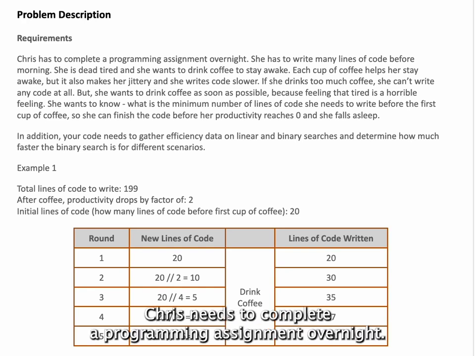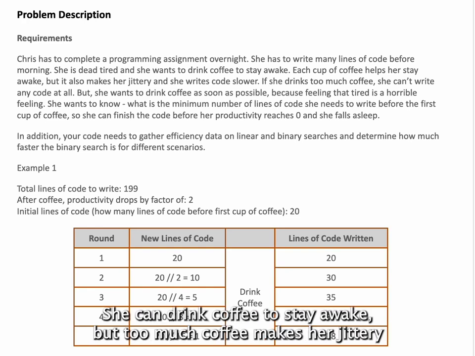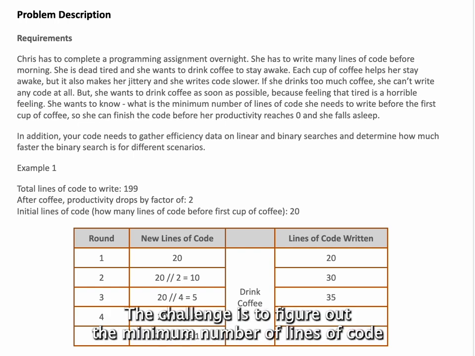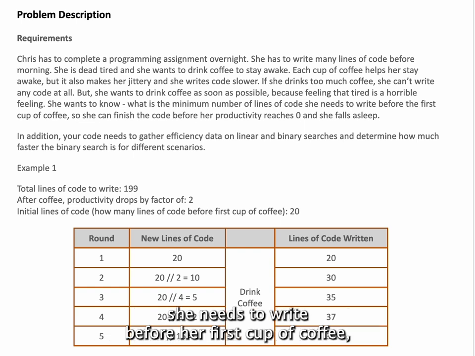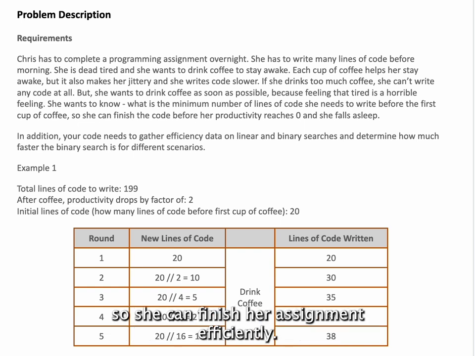Here's the scenario. Chris needs to complete a programming assignment overnight. She can drink coffee to stay awake, but too much coffee makes her jittery and slows her down. The challenge is to figure out the minimum number of lines of code she needs to write before her first cup of coffee so she can finish her assignment efficiently.